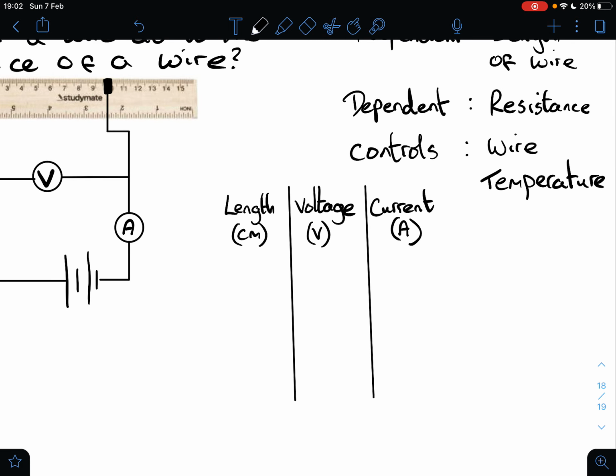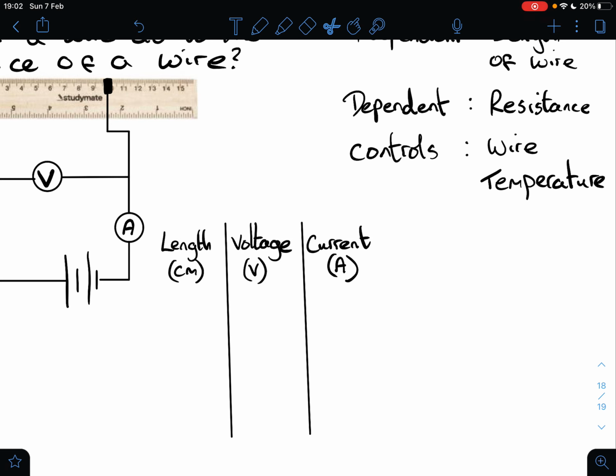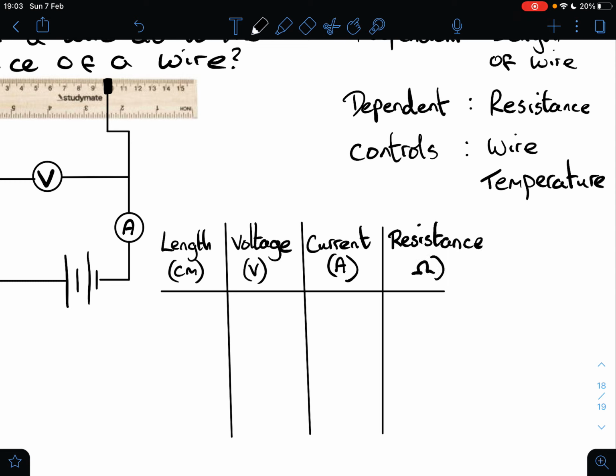Remember, the dependent variable was resistance. So if I just move that across a little, make some space, go across here, figure out how long I want to make it, and then go across, and then I can have resistance. And remember, it's measured in ohms. There we go, the perfect table.